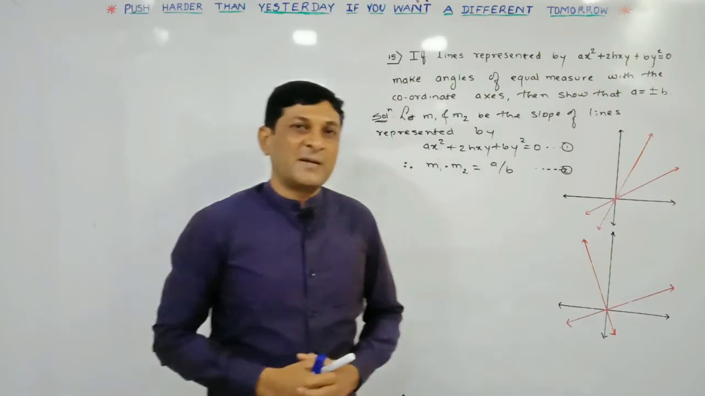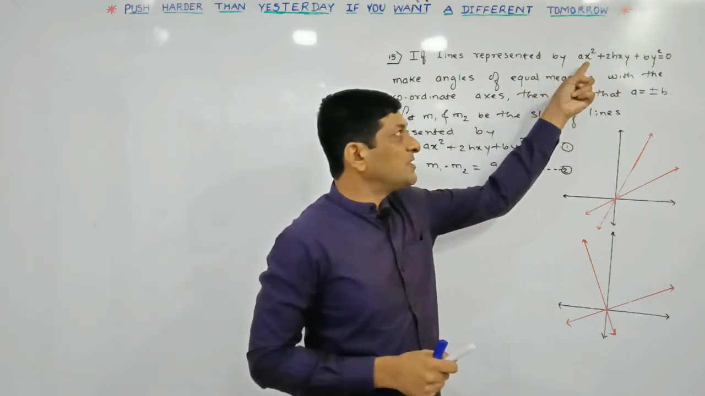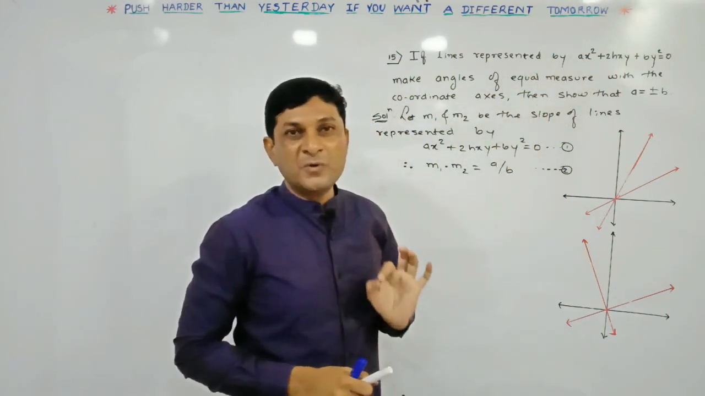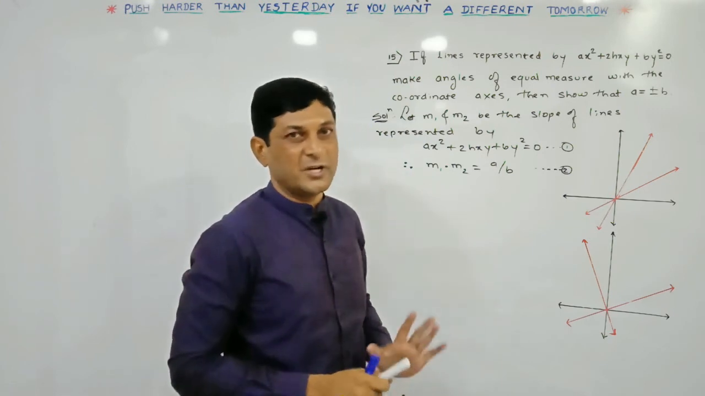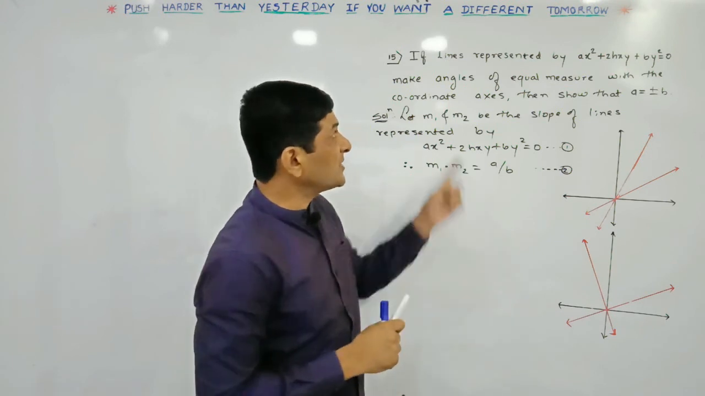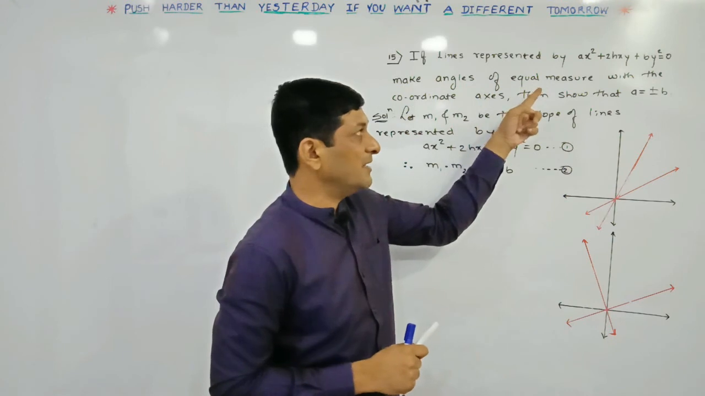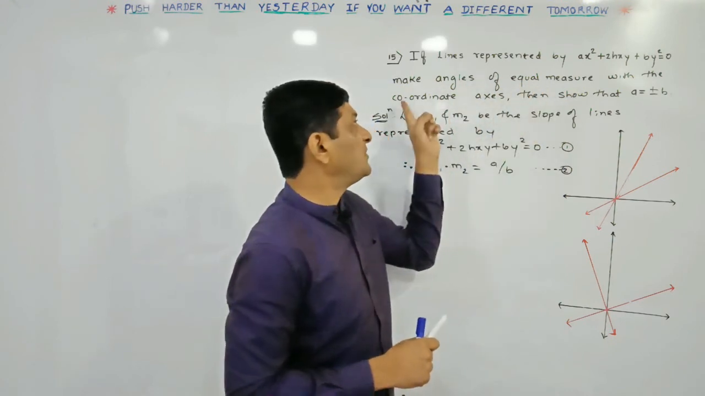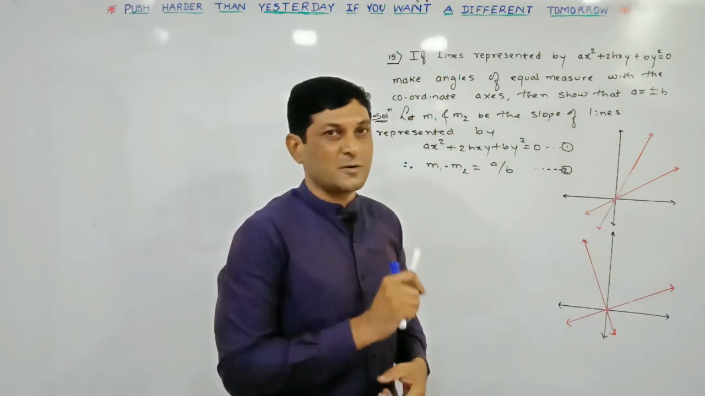Let's see example number 15. In the 15th example, a homogeneous equation is given to us, and we know that a homogeneous equation represents a pair of lines passing through the origin. What are the conditions satisfied by this equation? If the lines represented by this equation make equal angles, equal measure, with the coordinate axes, then we have to show that a is equal to plus or minus b.